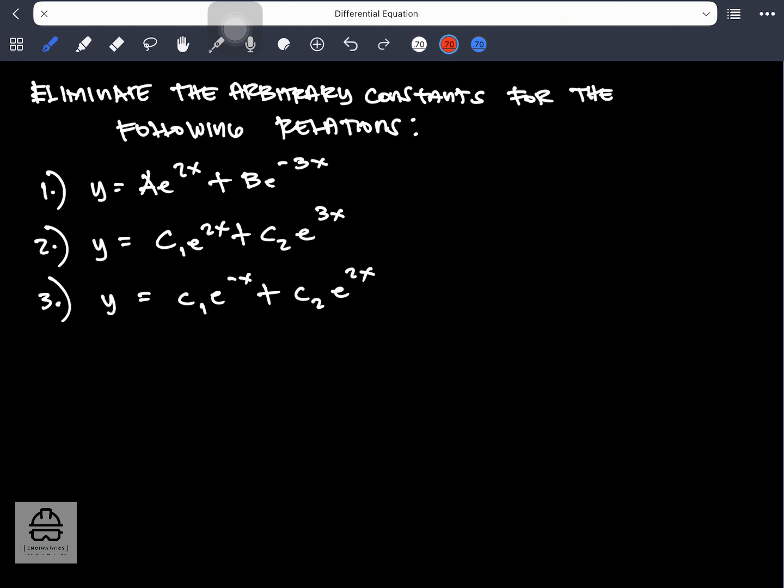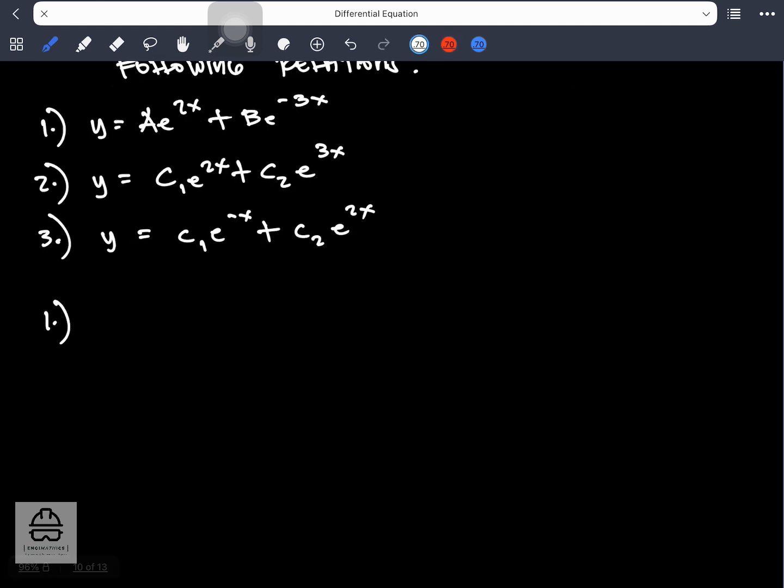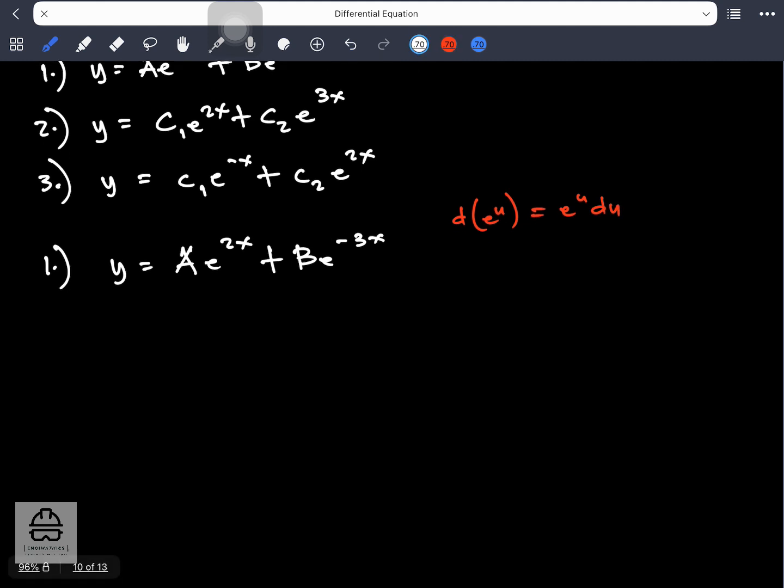Okay, so let's start. For number 1, that would be y is equal to Ae raised to 2x plus Be raised to negative 3x. Okay? Please take note that the derivative of ae^u is equal to e^u du. Okay? So, our equation consists of, we will be using the sum rule here. And please take note that under our sum rule, we have the multiple constant rule, and then we also have this exponential rule.